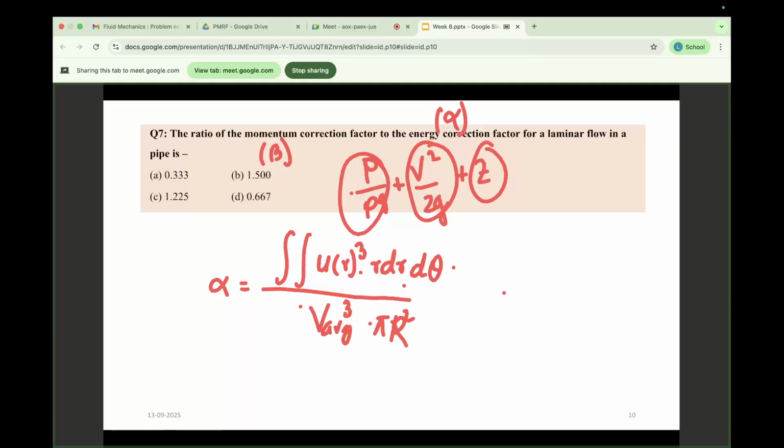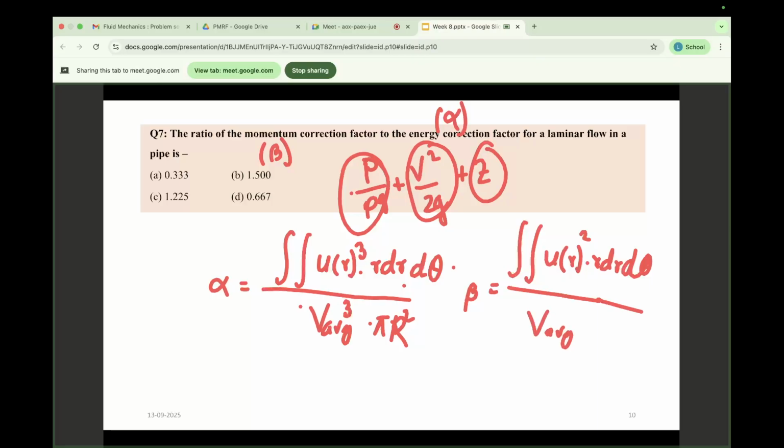That is for alpha, and beta is for the momentum. In case of momentum, the same equation is there, only it is a square, divided by V average square into pi R square. So that is the formula. Using these two formulas, find alpha and beta initially. Or do I need to write it for you? Okay, I am writing this for you.